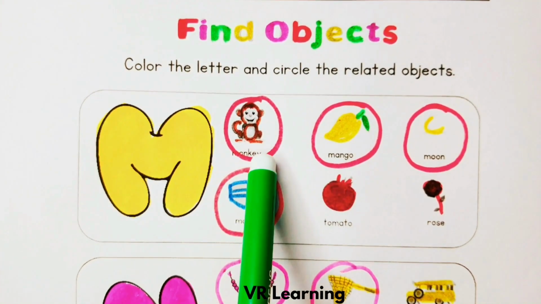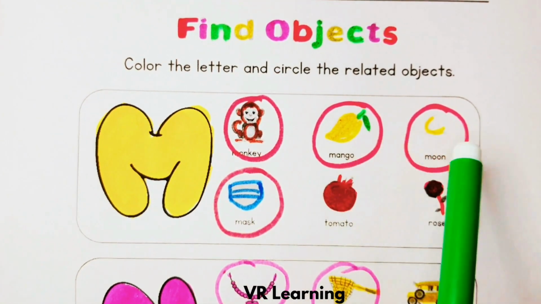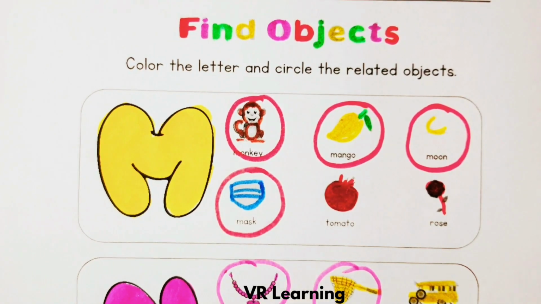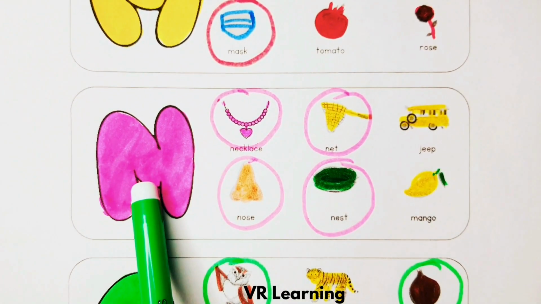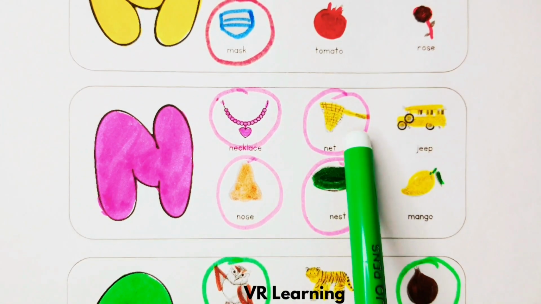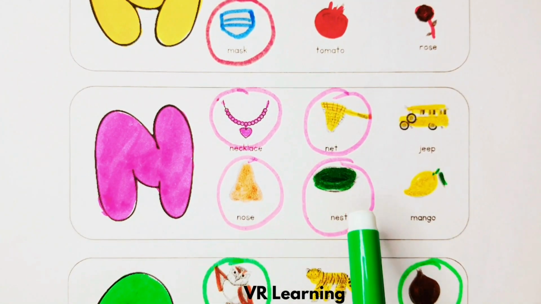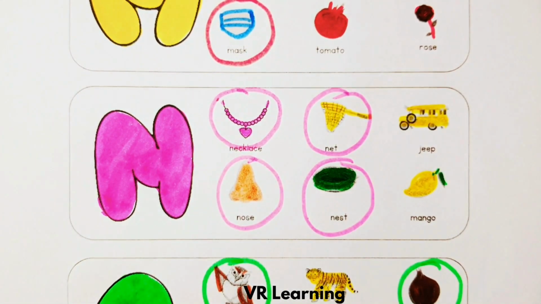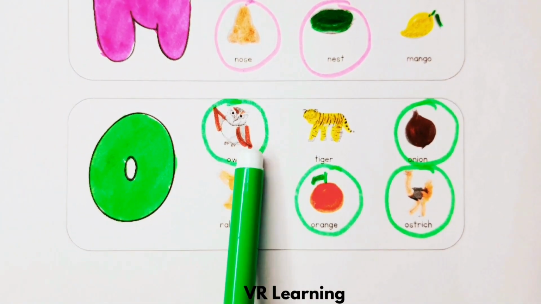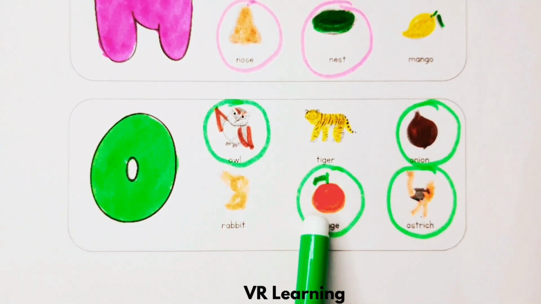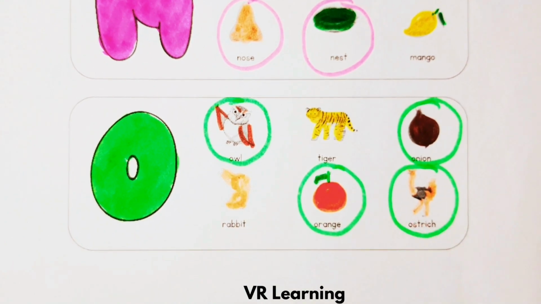M is for monkey, mango, moon, mask. N is for necklace, net, nose, nest. O is for owl, onion, orange, ostrich.